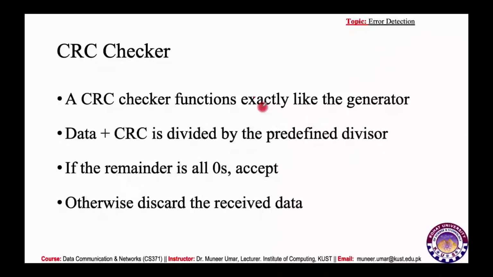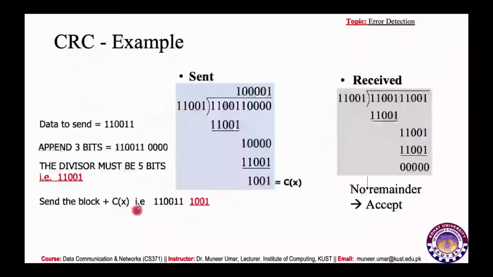A CRC checker functions exactly like the generator. At the receiving side, the CRC checker is used, and at the sending side, the CRC generator is used. Both work in the same way. Data plus CRC is divided by the predefined divisor at the receiving end. So if the remainder is all zeros, then it is accepted. Otherwise, the data is discarded because that data would have some sort of error.